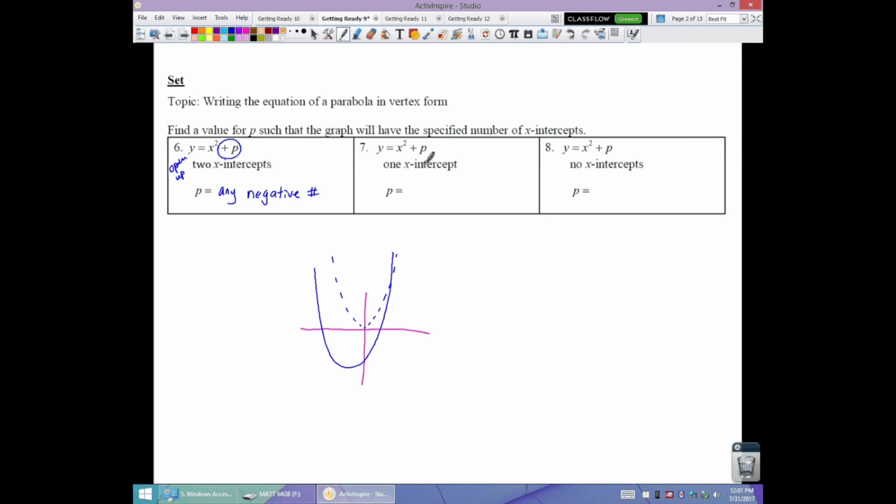To have only one x-intercept, well, that only happens, again, it's open up. That only happens if the graph comes down, bumps the x-axis at its vertex, and then shoots back up. So that would have to mean that it doesn't have any vertical translation at all. The p would have to be 0. There is no other number that could work there. And then in order to have no x-intercepts, this parent graph would have to shift up. So in order to shift up above the x-axis, you would have to put some positive value of p there, any positive value.